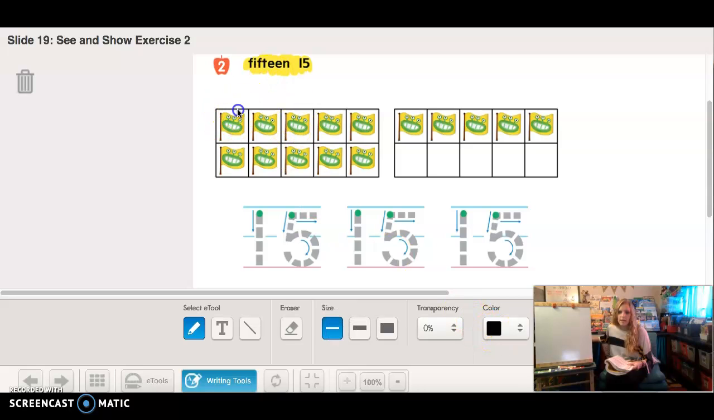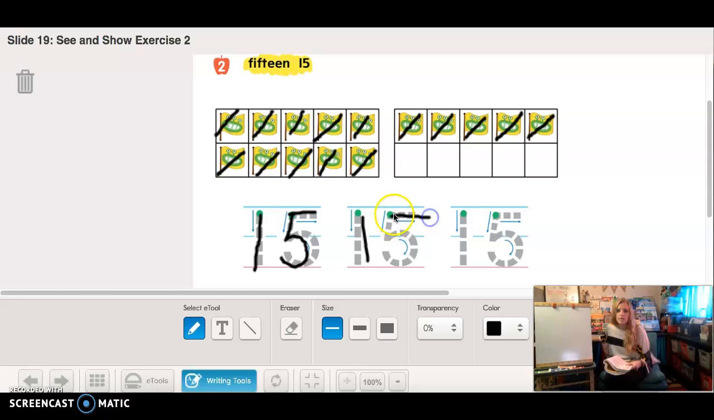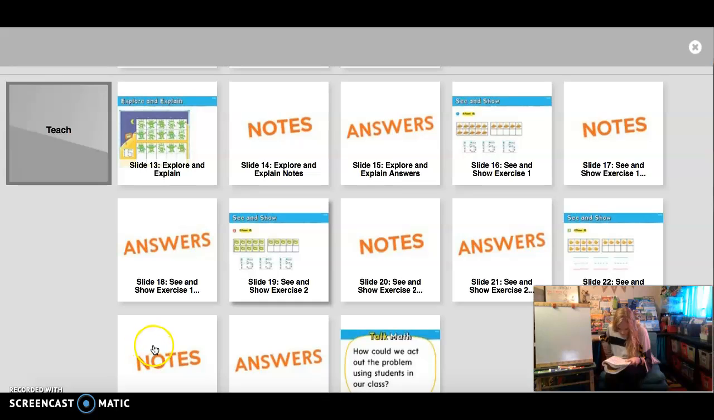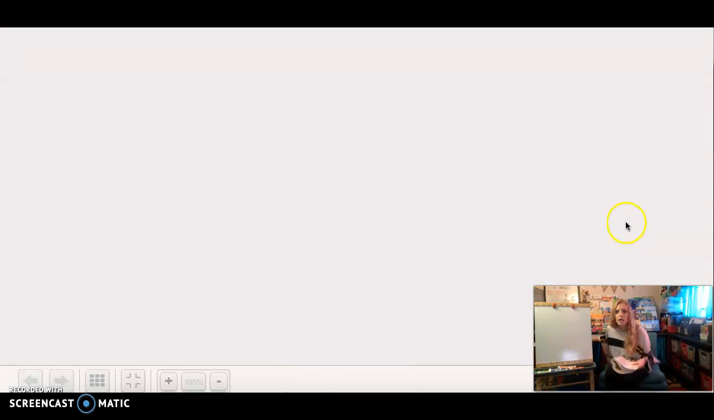All right. Ready? 1, 2, 3, 4, 5, 6, 7, 8, 9, 10, 11, 12, 13, 14, 15. 15 again. No wonder our lesson is called number 15. We're going to focus on that number the whole time. Yours doesn't have tracing, so you have to practice writing your 15 on the lines.